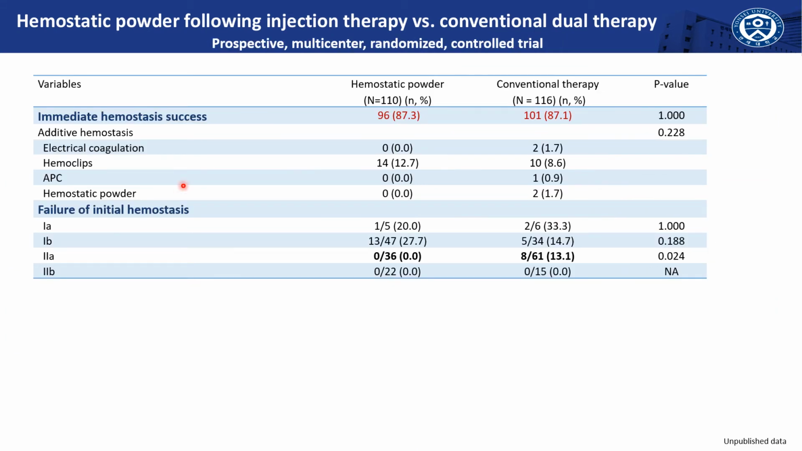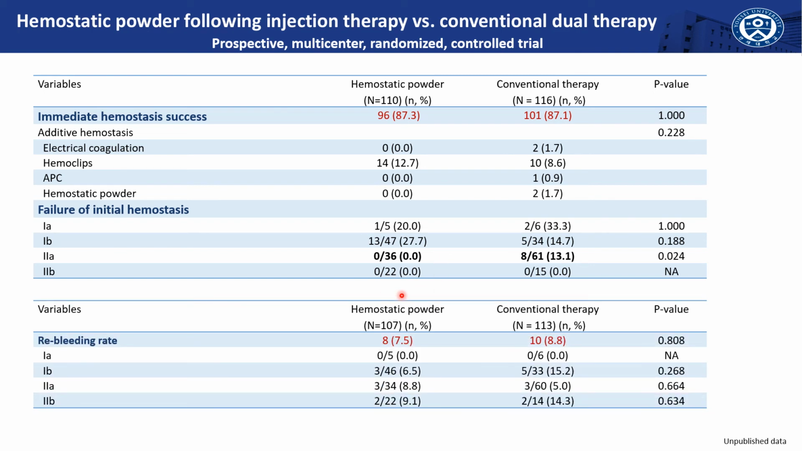So this table shows the primary outcome. Immediate hemostasis success rate shows no difference between the two groups, about 87%. And there's also no difference in failure of initial hemostasis, except for Forrest 2A. The 2A group is not an active bleeding group, but when we do therapy like clipping or coagulation on a 2A lesion, it can change it to a spurting or oozing pattern. So that's why the hemostatic powder, as a non-contact method, has a high success rate in the 2A group.